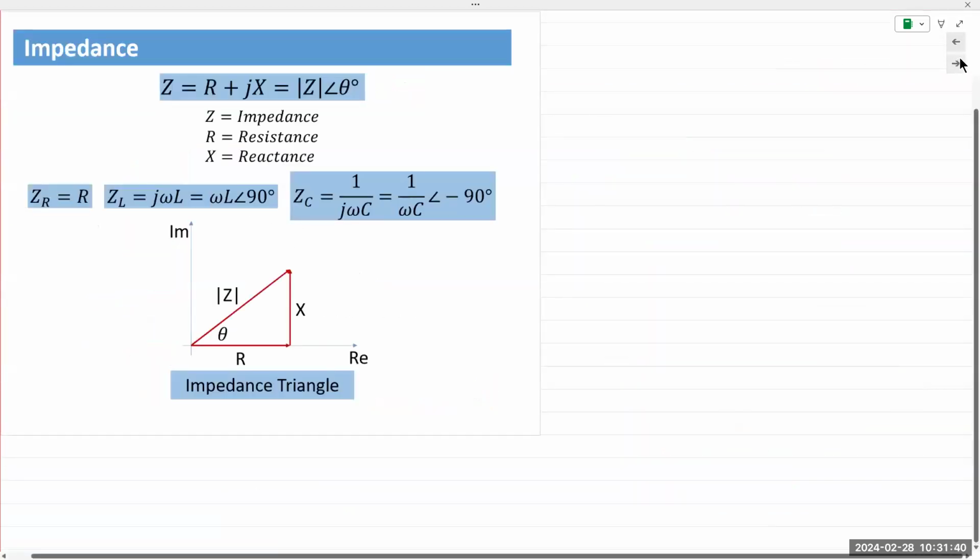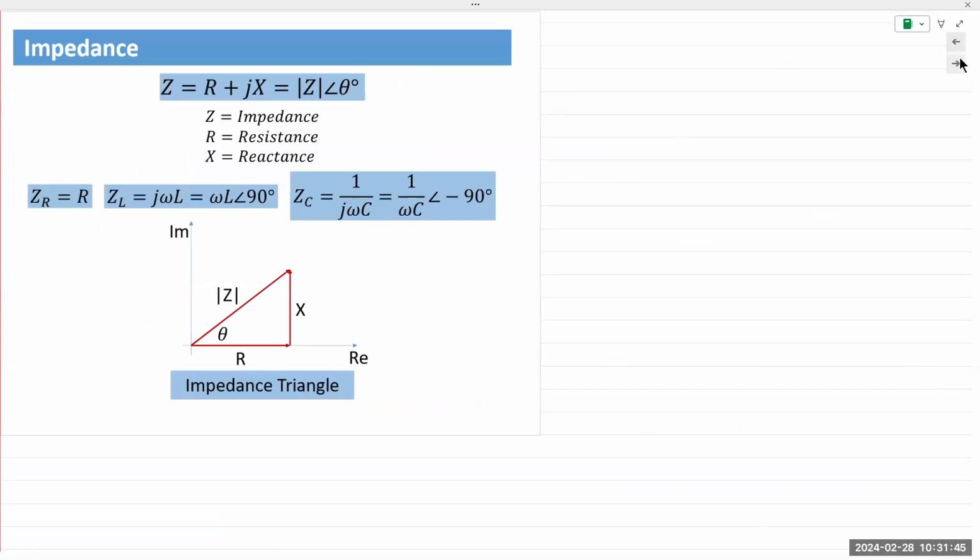So that was for the sources. Now let's talk about the components. Impedance. Impedance comes from the word impede, as resistance comes from resist, right? Resistance is basically the opposition to the flow of electrons, opposition to the flow of current in a circuit or in a component. Similarly, we have the concept of impedance. Impedance, like a phasor, is a complex quantity. We use complex numbers to represent it. And it has a basis in real life, okay?